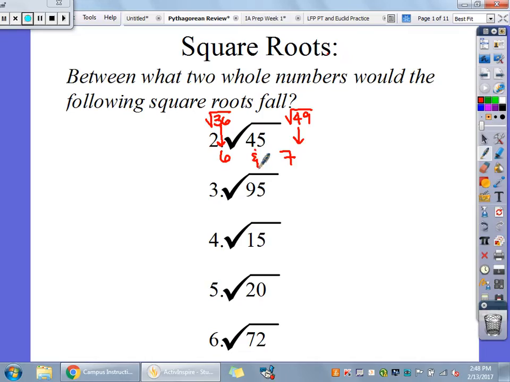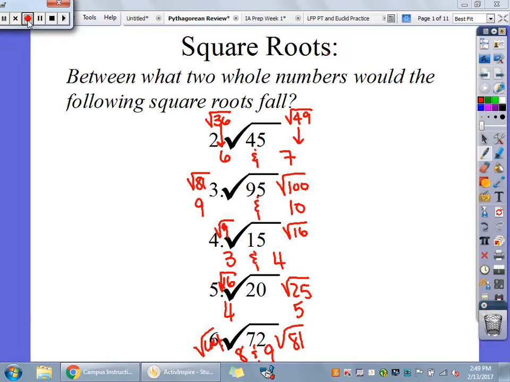So just take a minute, pause the video, and see if you can get 3 through 6. Okay, so these should be the answers. The square root of 95 should be between 9 and 10. The square root of 15 should be between the numbers 3 and 4. The square root of 20 should be between 4 and 5. And the square root of 72 should be between 8 and 9.